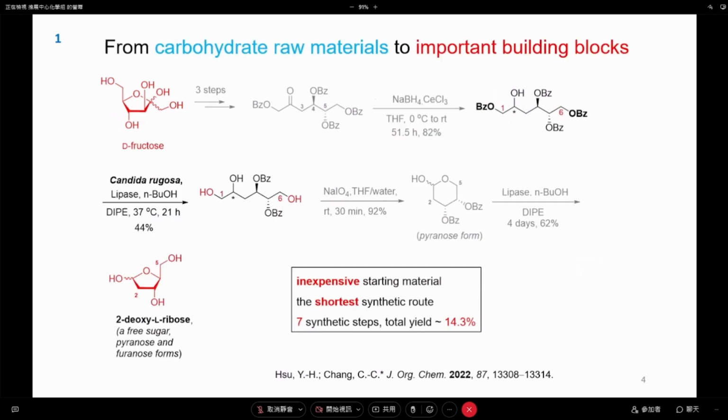And the next step, we still want to go further, to transform the D-sugar to its useful, important building block, such as 2-deoxyribose. And a similar reaction could be carried out to produce this dibenzoate, using lipase to remove this primary benzoate in the presence of secondary benzoate. Upon oxidation and decomposition, we can give this building block in 7 steps. And this is the most indispensable starting material and the shortest synthetic route.